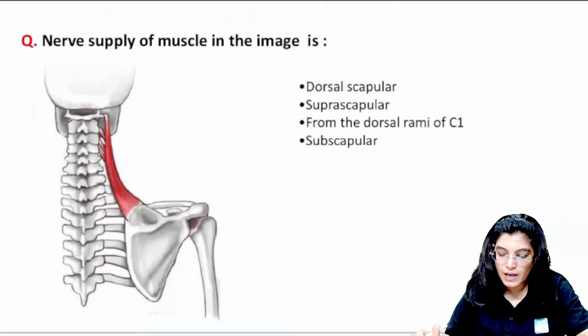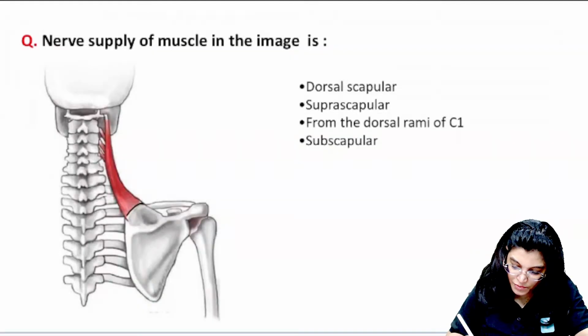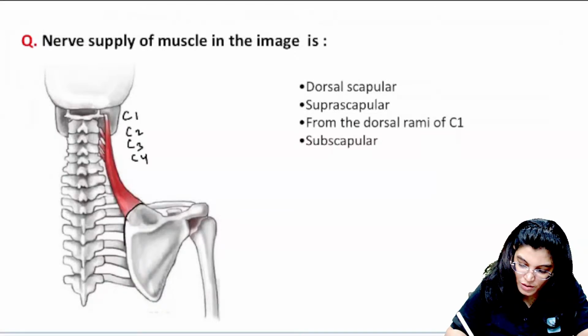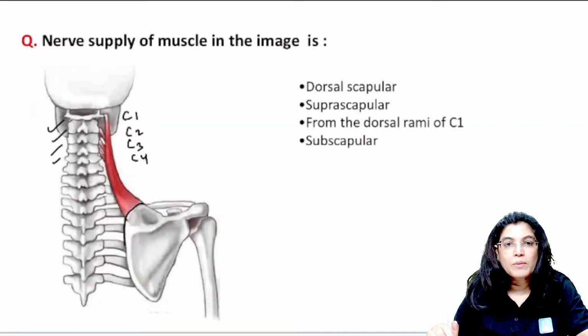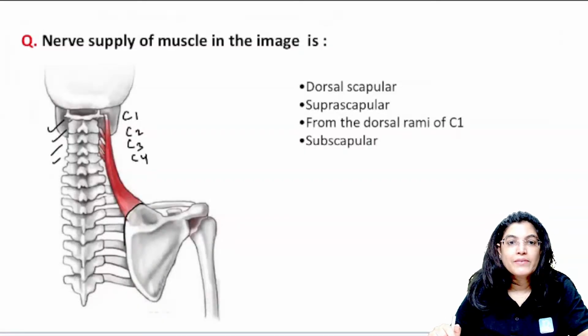Please mark this: nerve supply of the highlighted muscle. This is an image in which you have to identify the highlighted muscle. You can see this is attached to the C1, C2, C3 and C4 cervical vertebrae. So you can identify this muscle. If you remember, I have given you the details of this muscle. This muscle is the levator scapulae muscle.